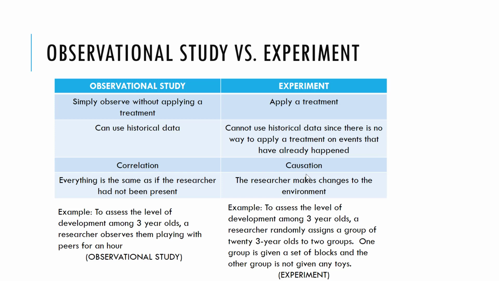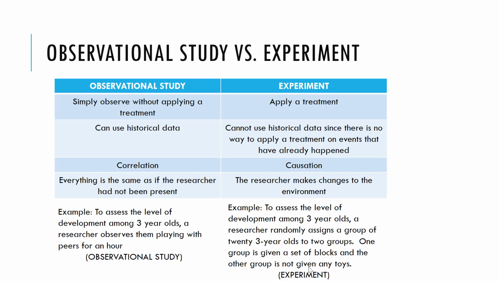The last thing to note is that in an observational study, everything proceeds as if the researcher had not been present. Again, even to control for the fact that sometimes people behave differently when they're being observed, sometimes observers will use a one-way mirror. Conversely, in an experiment, the researcher actually makes changes to the environment. So for this other example of the experiment, the researcher is giving this group a set of blocks. They are applying a treatment.